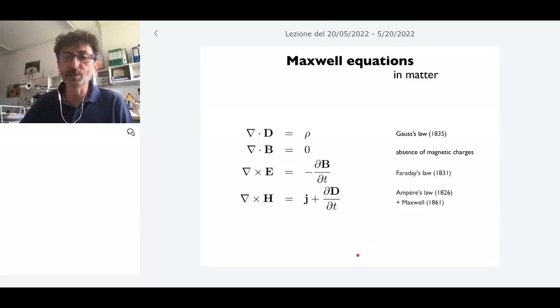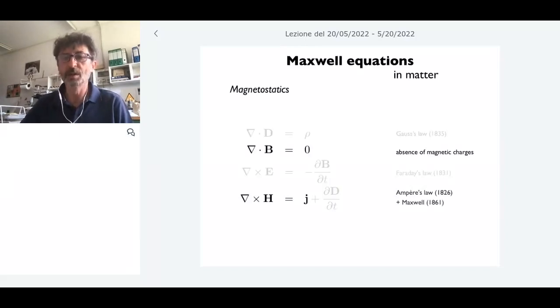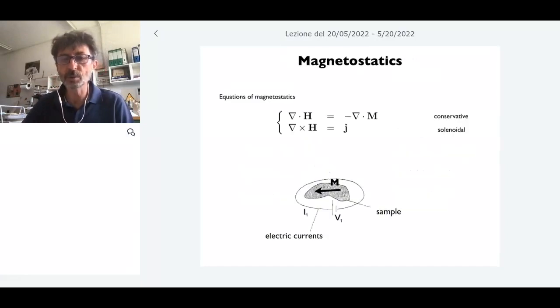And remember that now J, the electric current density, is just one part of the source. These are only the sources, the current that I control. But there are also magnetic materials now. How can we deal with this? Well, take again these two equations, but we have one equation for the magnetic induction and one equation for the magnetic field. So what to do?